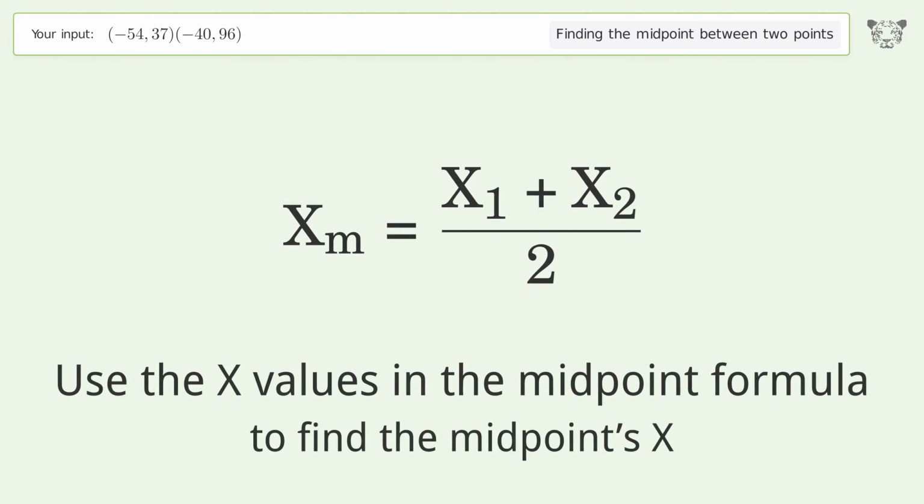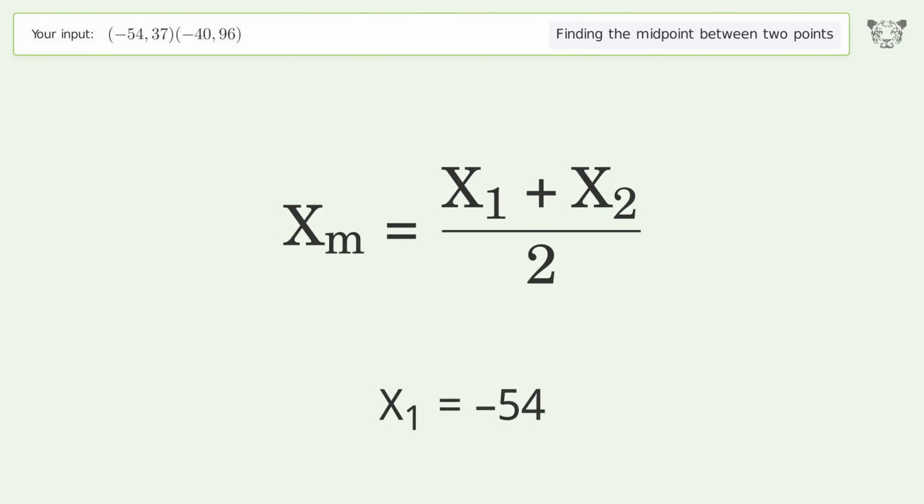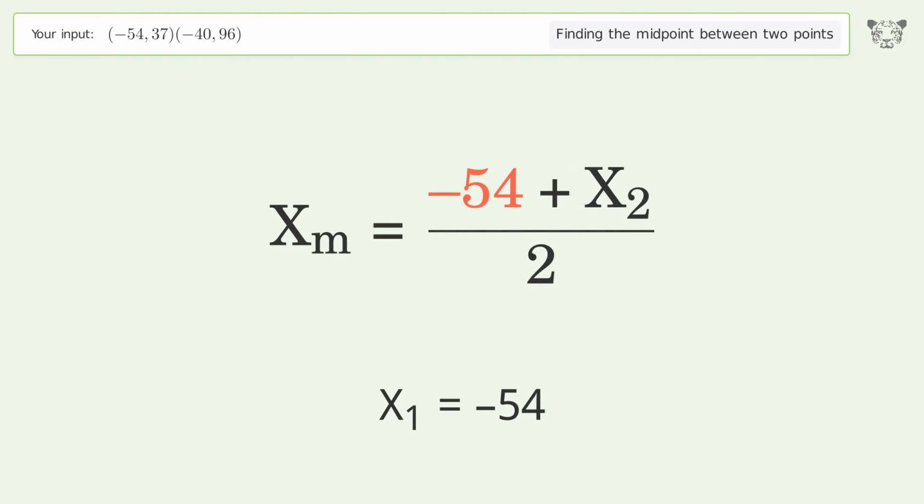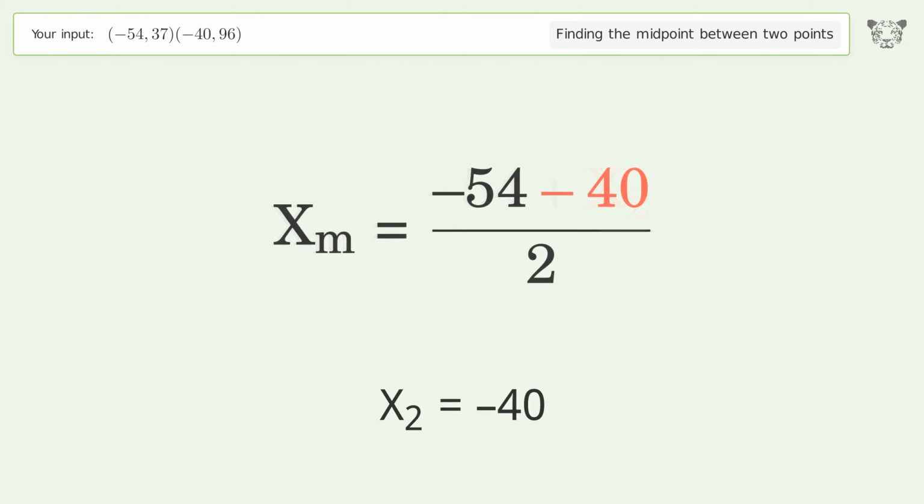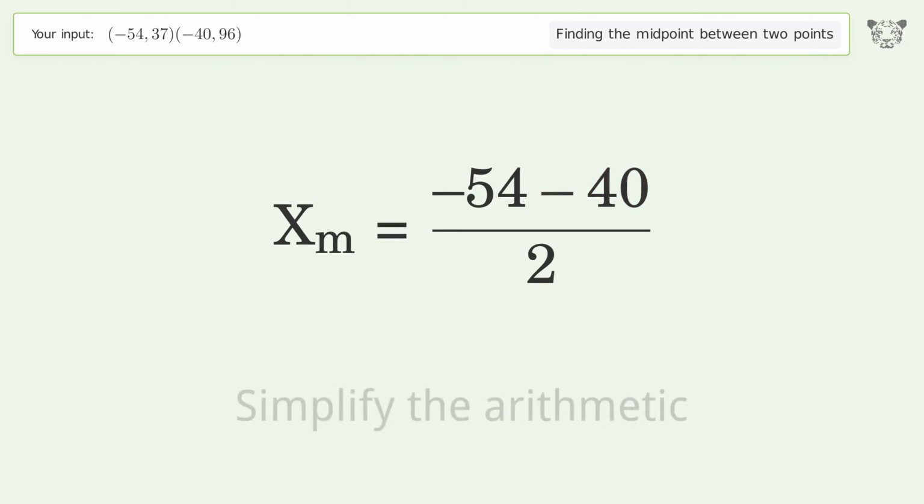Use the x values in the midpoint formula to find the midpoint's x. x1 equals negative 54. x2 equals negative 40. Simplify the arithmetic.